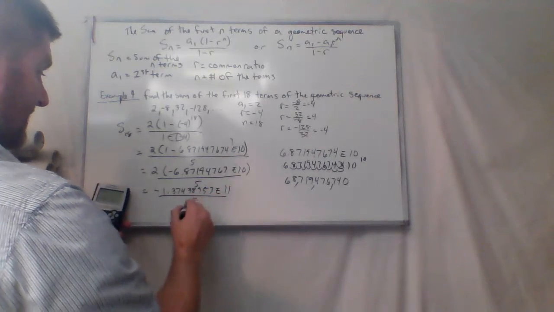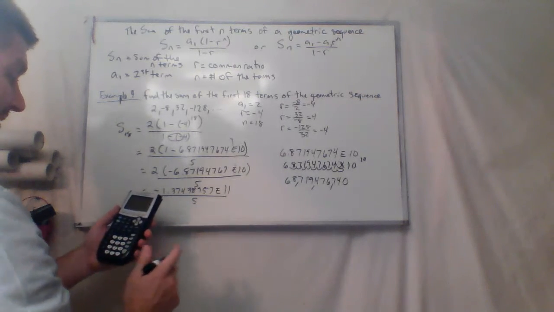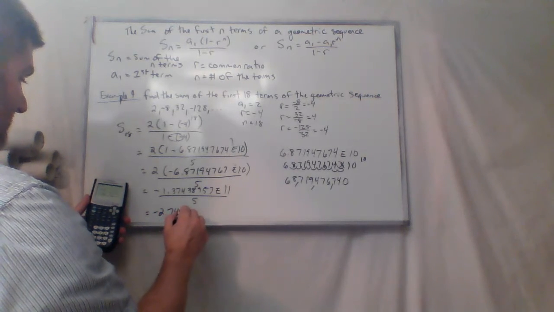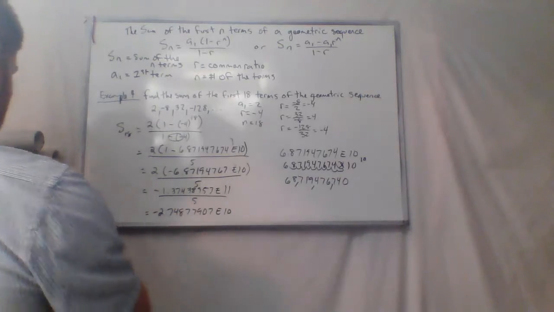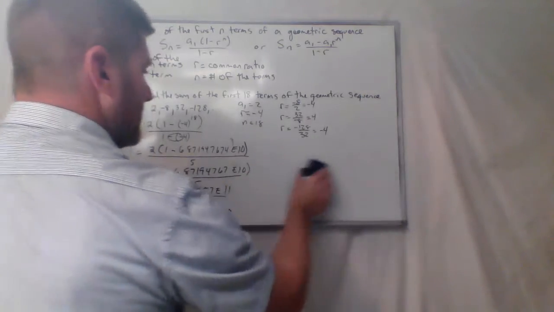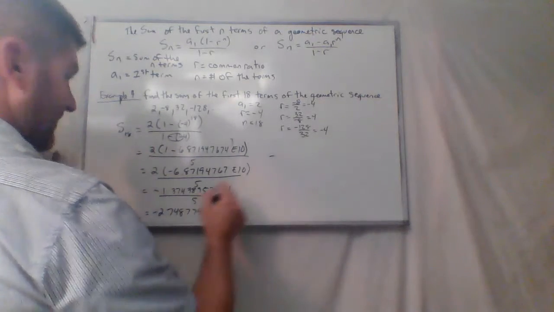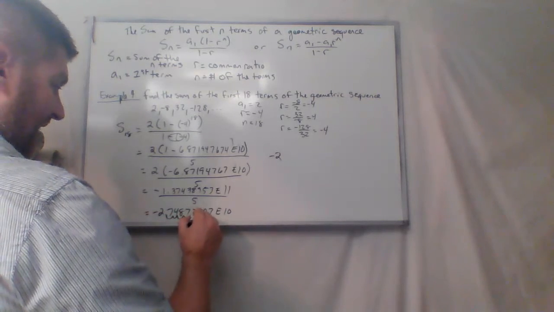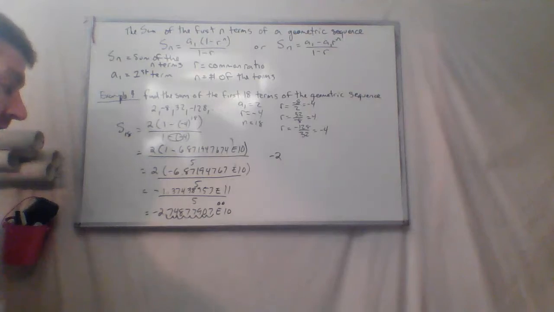Over 5. And I'm hoping that when I divide it by 5, it's going to make this a little easier to read. Negative 2.748777907 e to the 10th. So at this point, I am definitely going to approximate, and I'm going to write this as negative 2. So I move this over 10: 1, 2, 3, 4, 5, 6, 7, 8. And I'm just going to tack on 2 zeros to approximate.